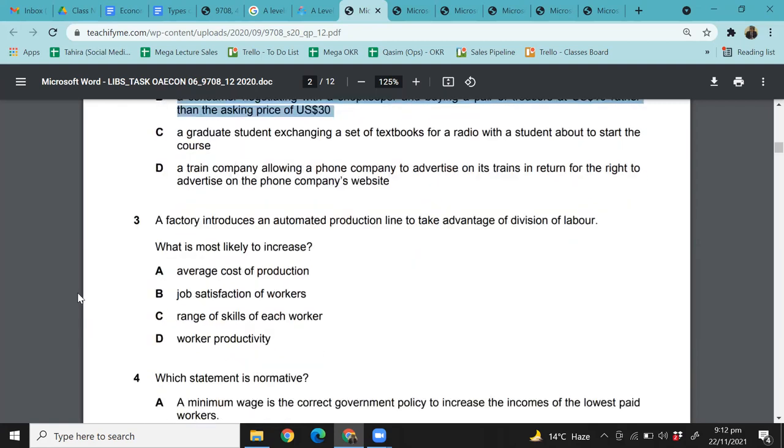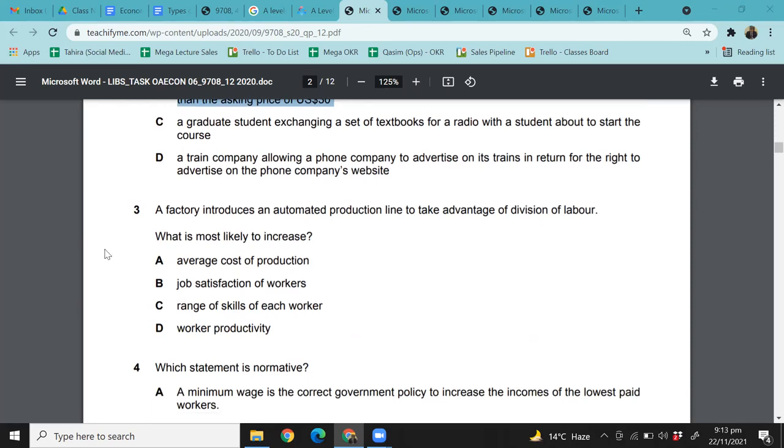Okay, a factory introduces an automated production line to take advantage of division of labor. Now, before we move forward in the question, let me tell you, for those who might be hearing this word for the first time, division of labor. So division of labor is basically specialization.